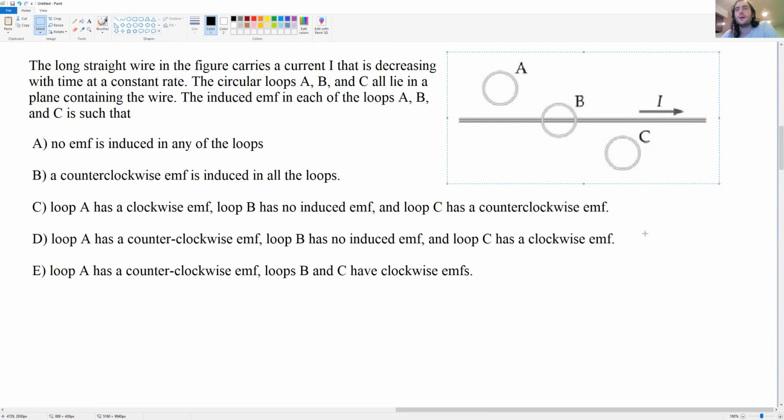Answer D. Loop A has a counterclockwise EMF. Loop B has no induced EMF. And loop C has a clockwise EMF. Answer E. Loop A has a counterclockwise EMF. Loops B and C have clockwise EMFs.